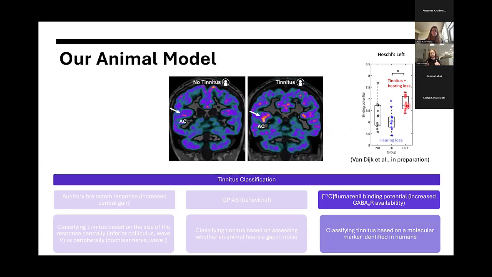So we want to try to take this to the animal model to see if we can replicate it and to look at the mechanisms underlying this change. But also perhaps to validate the other behavioral and the electrophysiological measures of tinnitus that we're using. And we're doing that here with this measure. We're taking PET scans with a drug called flumazenil, which binds to the GABA A receptor. So we want to cross-compare these three measures with one another.